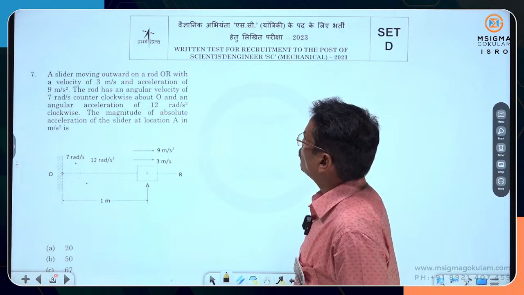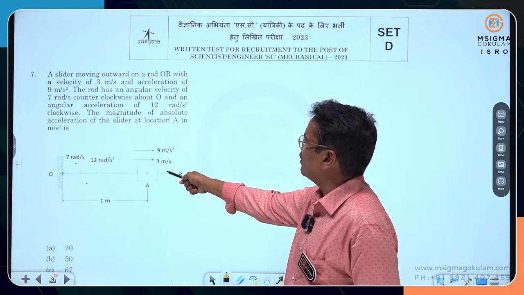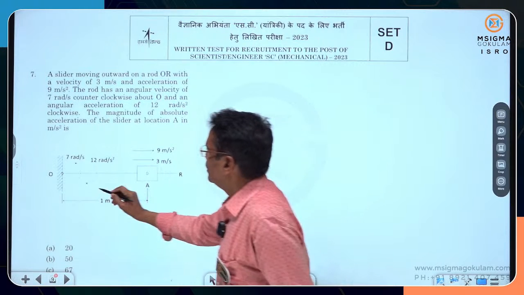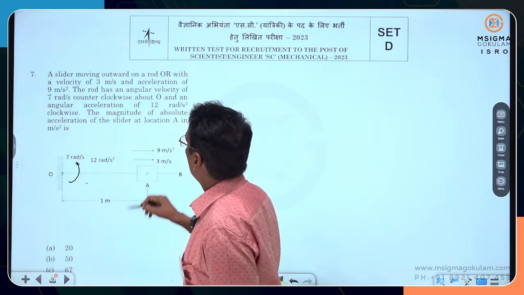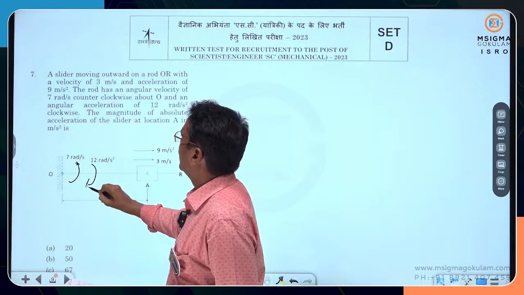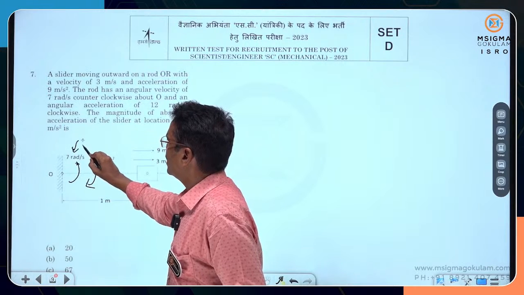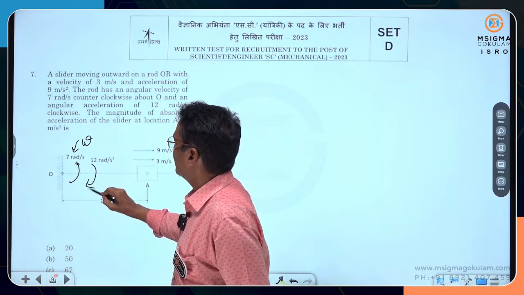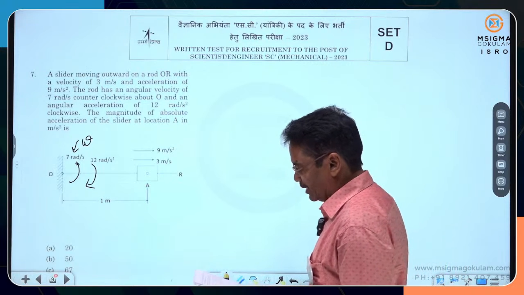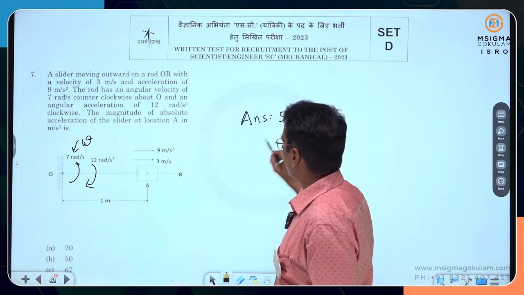A slider moving outward on a rod OR with a velocity of 3 meters per second and acceleration of 9 meters per second square. The rod has an angular velocity of 7 radians per second counterclockwise about O and an angular acceleration of 12 radians per second square clockwise. The magnitude of the absolute acceleration of the slider at location A in meters per second square will be, the answer is 50. B is the answer.